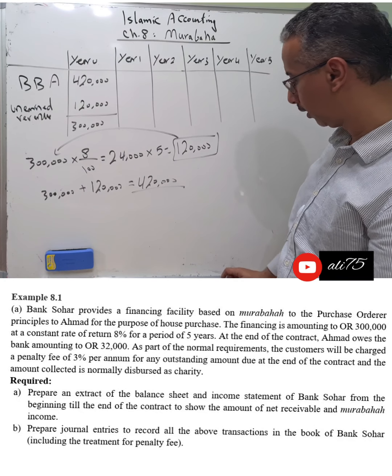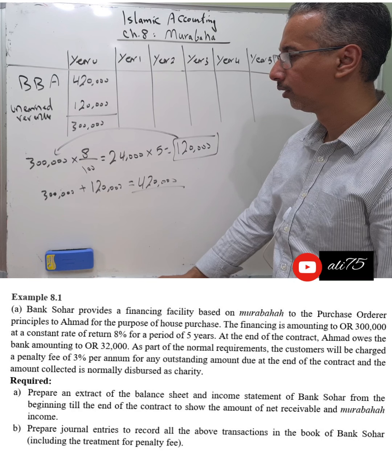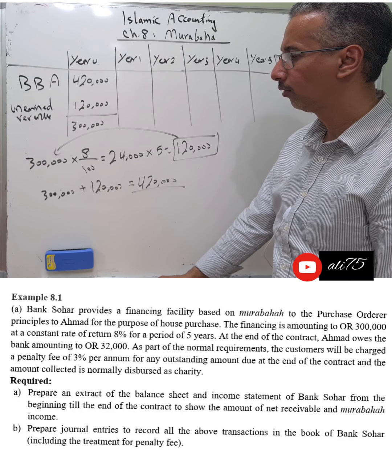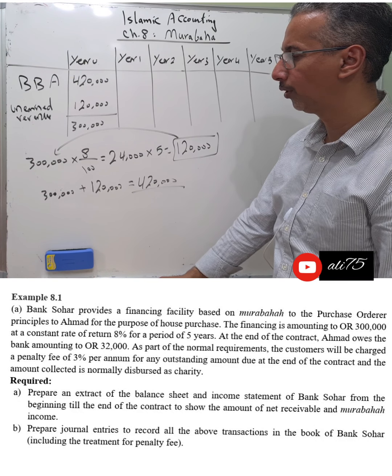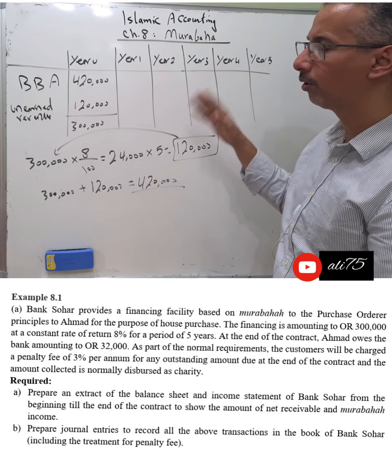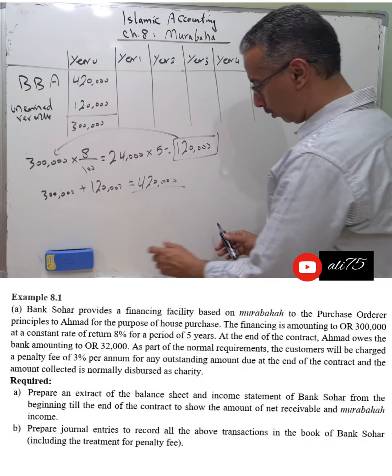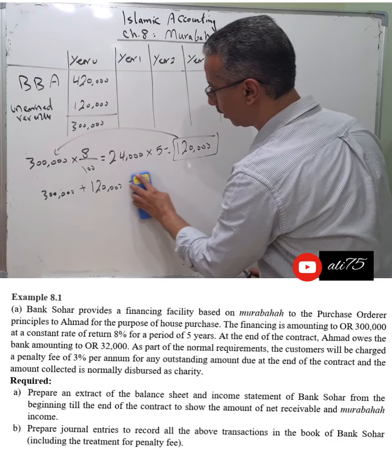It's better to make the journal entries together. At least we will make them for two years, year 0, 1, and the final year, because years 2, 3, 4 are the same and will be repeated. Now we will go to the journal entries.